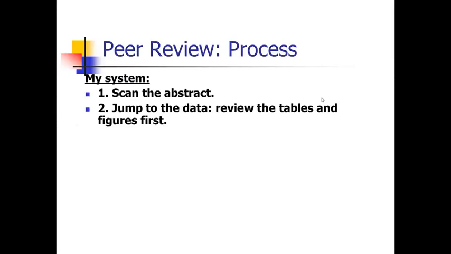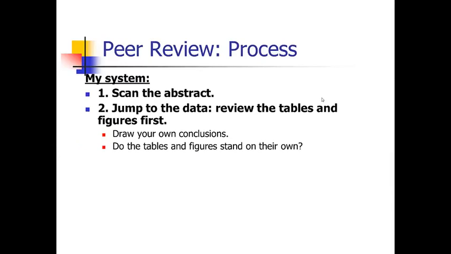I like to then jump right to the data, to the tables and figures. I like to see the tables and figures first because to me that's the story of the paper, and I want to make my own judgment on the data before I read the author's take on it. I'll draw my own conclusions from the data. Remember, tables and figures are supposed to stand on their own, so if they don't, that tells you that's a big flaw in the paper.